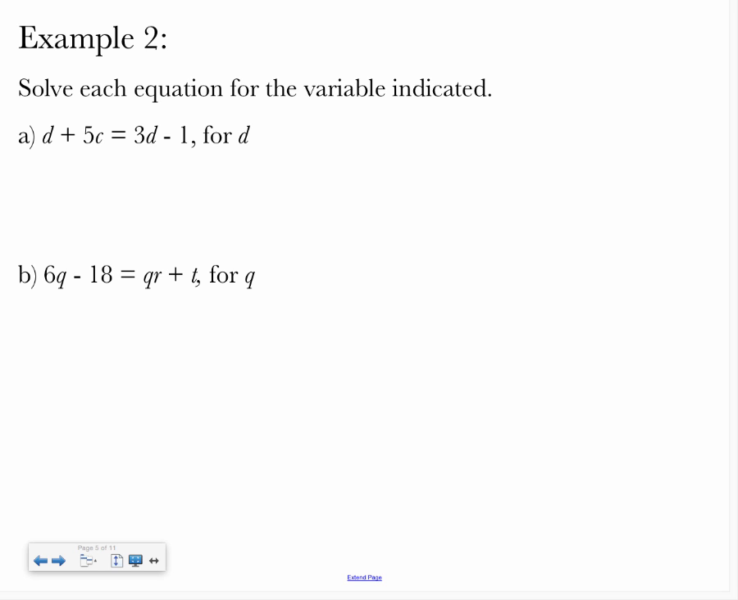Let's look at our second example. We want to solve each equation for the variable indicated. So the first example, our variable was on one side of the equation. This time, if you look, we're solving for d, and we have a d on both sides, okay? I'm just going to write this one over here.